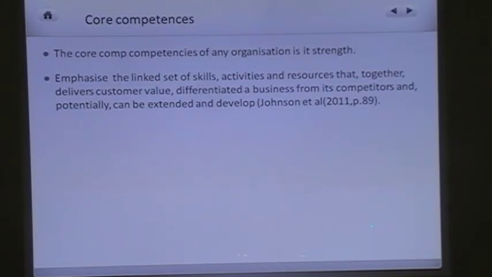All businesses, as you know, today deliver value, and that is value in terms of shareholder value, customer value, product value, or services value, and that is what differentiates the business from its competitors. And that is where you look at core competencies: what is the key strength of that particular business.